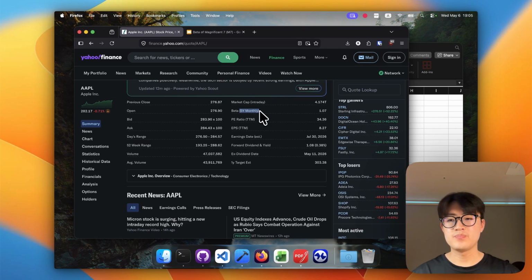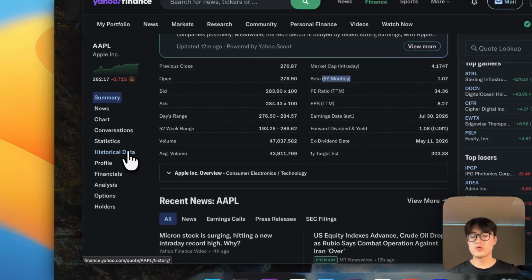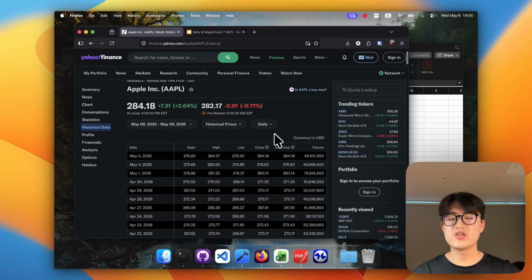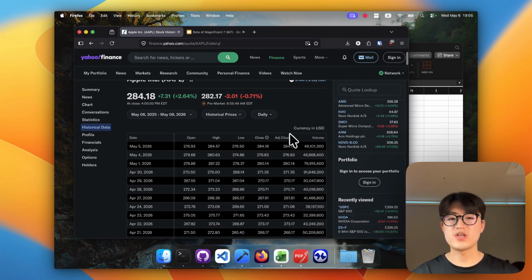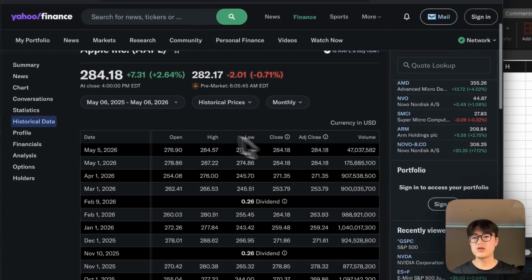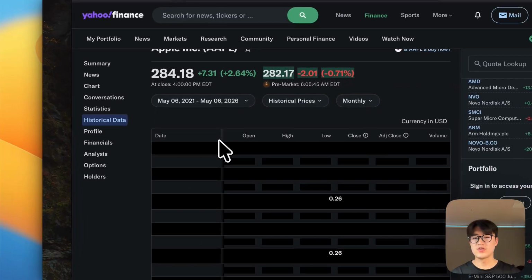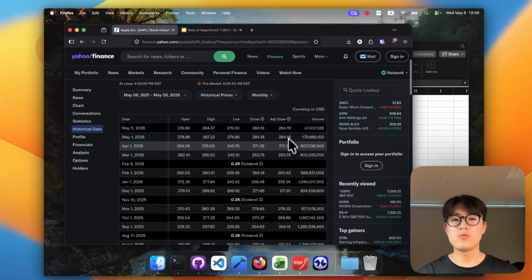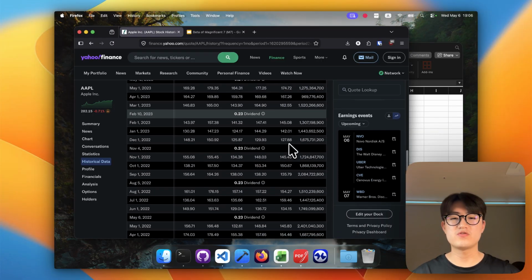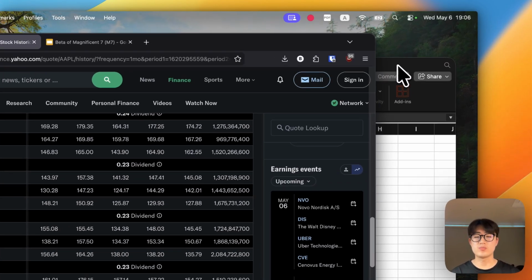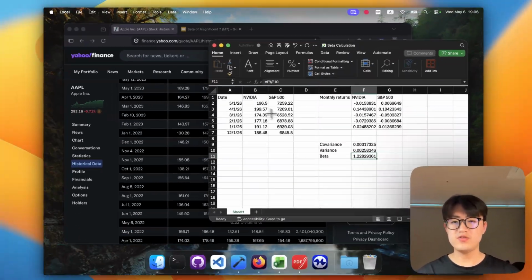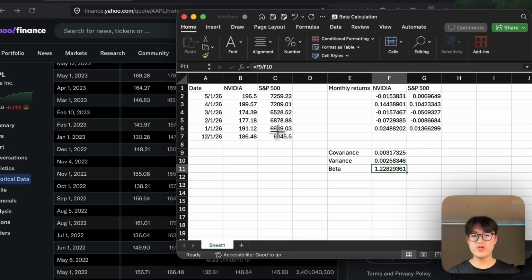What does that mean? If you look at historical data right here, sites like Yahoo Finance usually use the stock price data for the monthly data. You can change it right here, monthly data for 5 years. So there are a lot more observations here, but just for demonstration, I'm going to show you a simple example. As I was saying, we have the Nvidia and S&P 500 here.